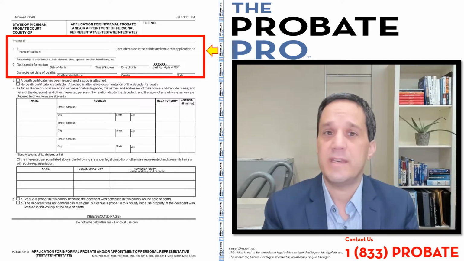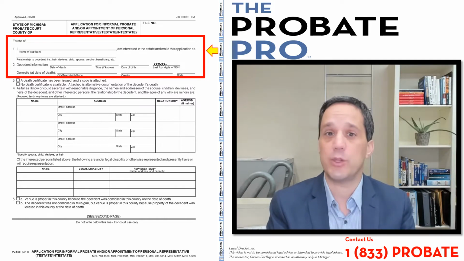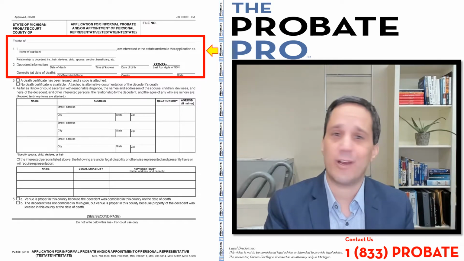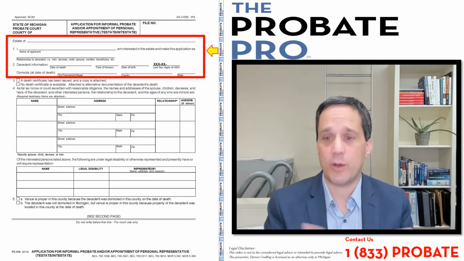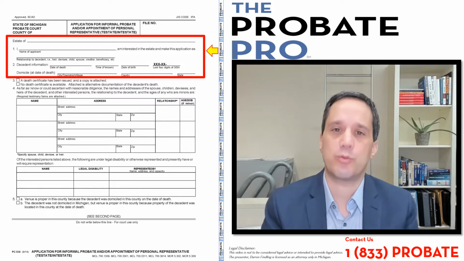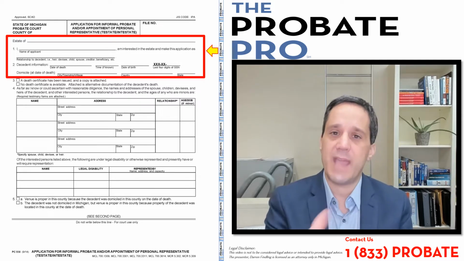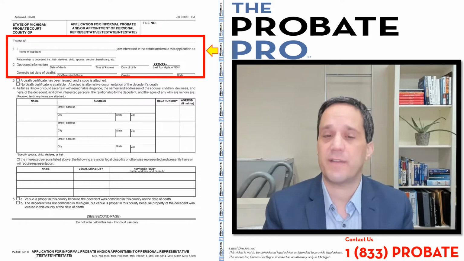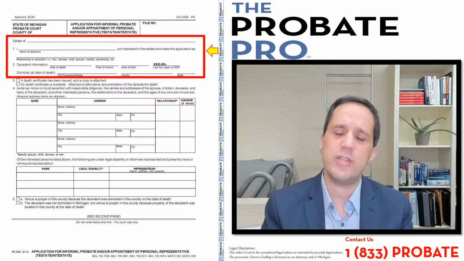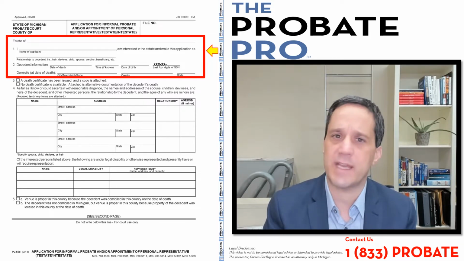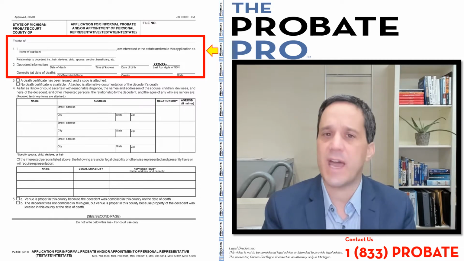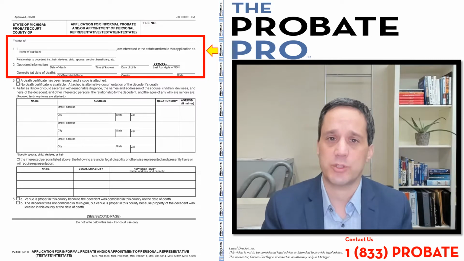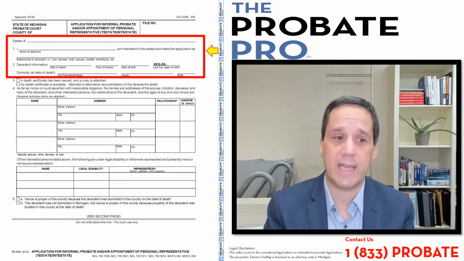So are you a nominated personal representative in the will? Are you a creditor? Are you an heir of the estate, the surviving spouse, a child? What gives you the right, the standing, to be the applicant in this particular matter? The next is basic information about the decedent. And this information generally comes right off the death certificate. The date of death, time if known, date of birth, and the last 4 digits of the Social Security number of the person that died.